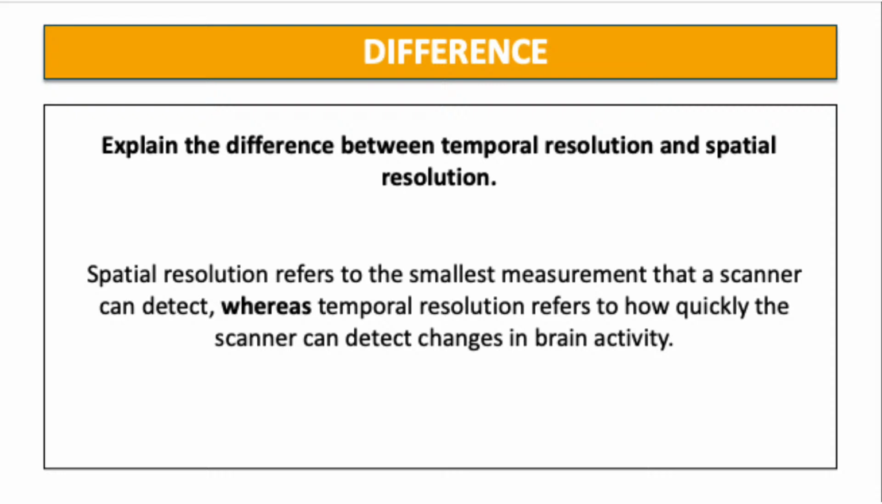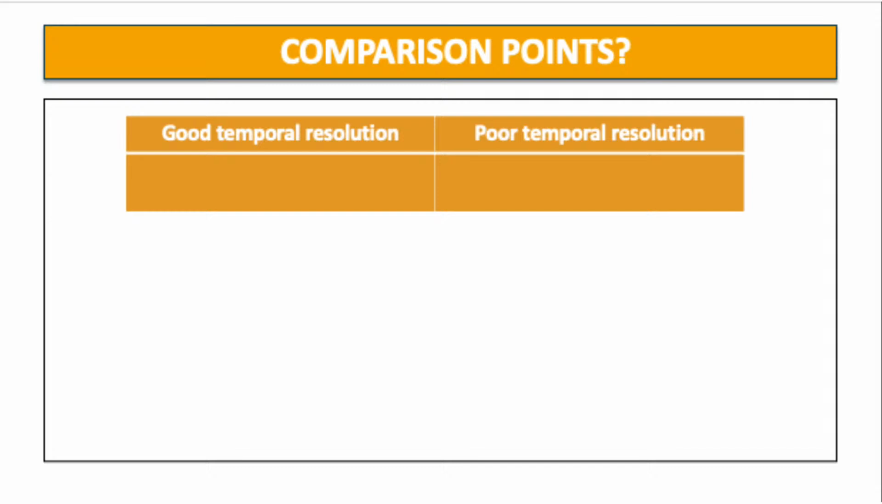So we've got spatial resolution refers to the smallest measurement that a scanner can detect, whereas temporal resolution refers to how quickly the scanner can detect changes in brain activity. So really well done. You guys did really well in answering that question. Okay, going to pass you over to Mel now, and we're going to look at some comparative points for the scanning techniques.